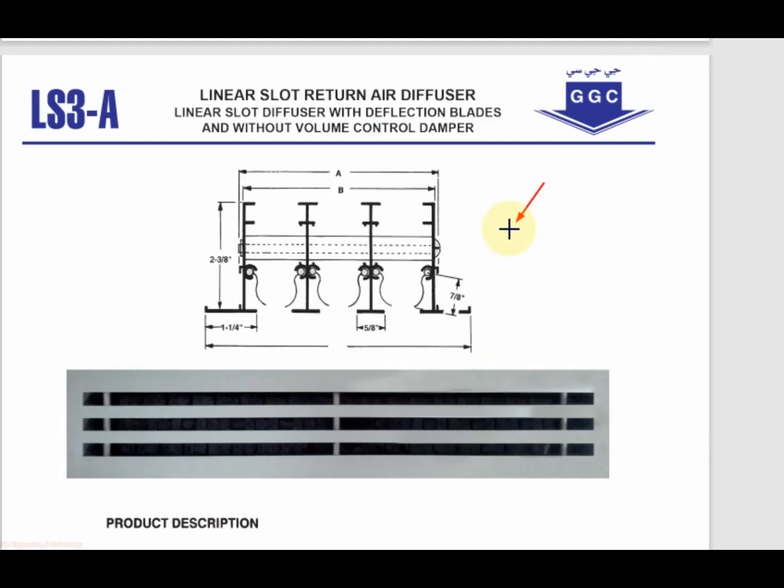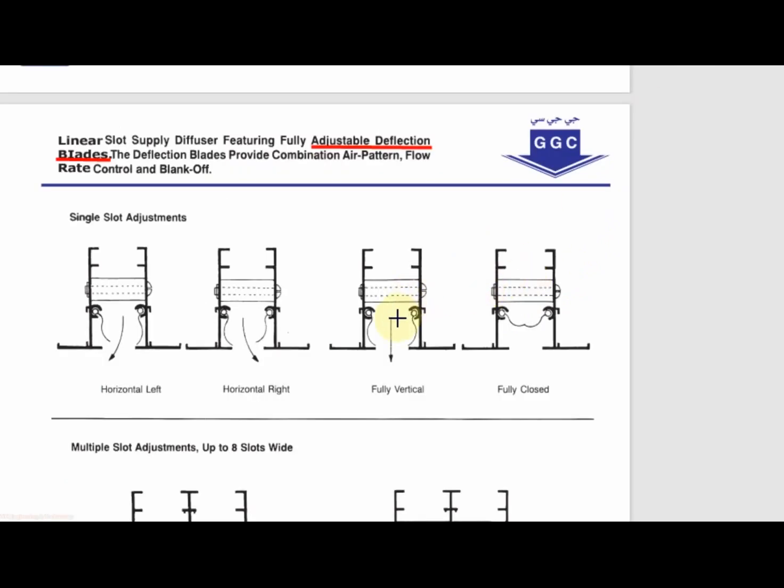With the help of these deflection blades, we adjust the flow for linear slot diffuser as per requirement, if we need horizontal or vertical, or one way or two way. We have two adjustable deflection blades in each slot of linear slot diffuser, which help us to generate different flow patterns. You can see it is horizontal left pattern, it is horizontal right throw pattern, it is fully vertical, and it is fully closed.